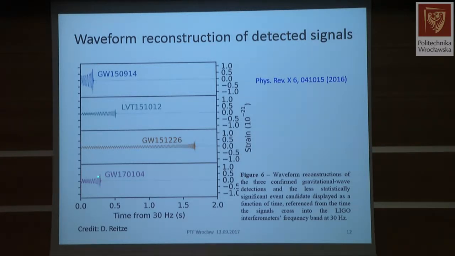The last signal that was detected had a slightly lower mass, and moreover it was further away. So that's why this amplitude is smaller, because amplitude is inversely proportional to the distance.